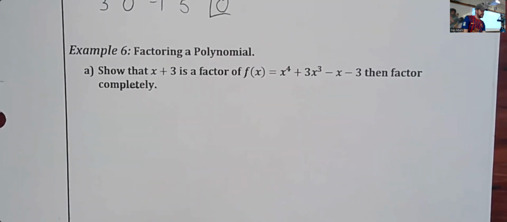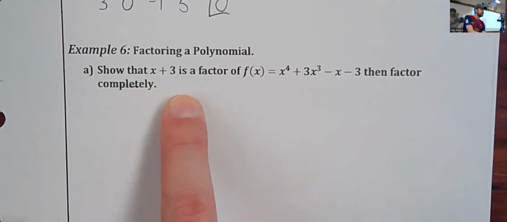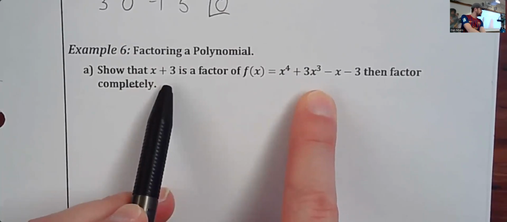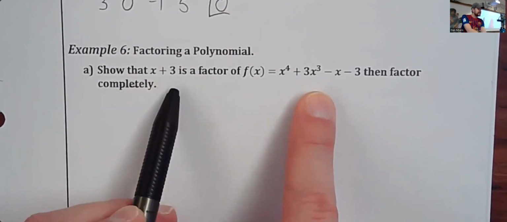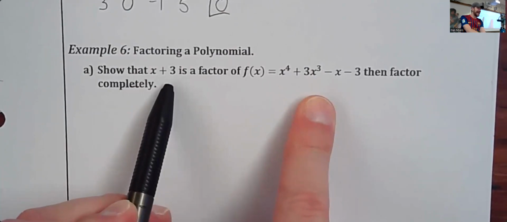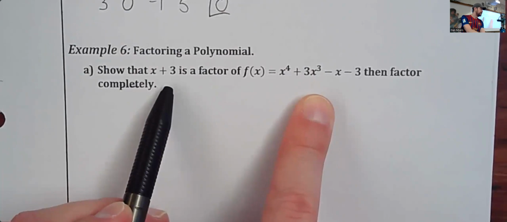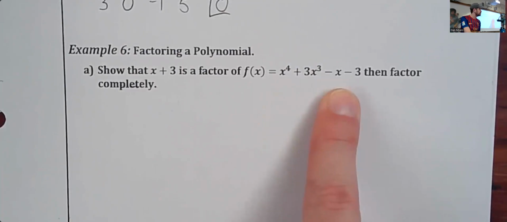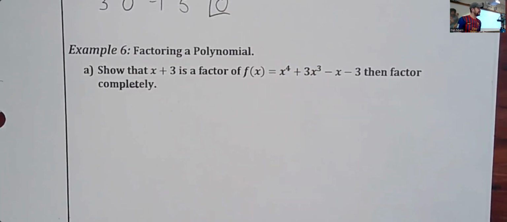Show that x plus 3 is a factor, which there is an implication there. The implication is that this is a factor of that. If it tells you to show something, that means it is. So first of all, it's telling you this is a factor of that. So if you do synthetic division and you get any other remainder other than 0, you know something didn't go quite right. So we're going to do synthetic division, and then we're going to factor this completely. By the way, the synthetic division is going to help with the factoring, just so you're aware of that.